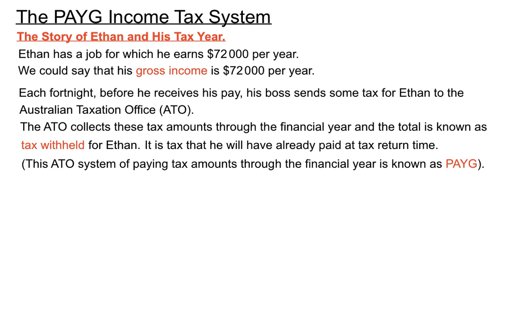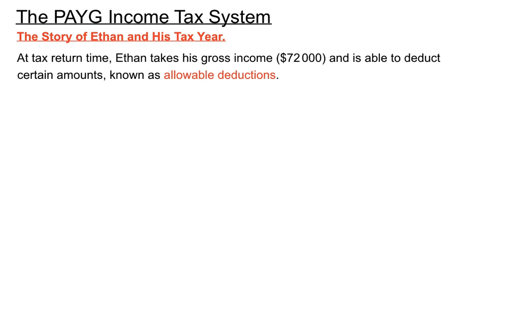So this system that the ATO uses of having tax amounts paid through the financial year is known as PAYG, and that's where we get the title of this video. And PAYG stands for Pay As You Go. So each time Ethan was just about to get paid, some of his money goes to the tax office.